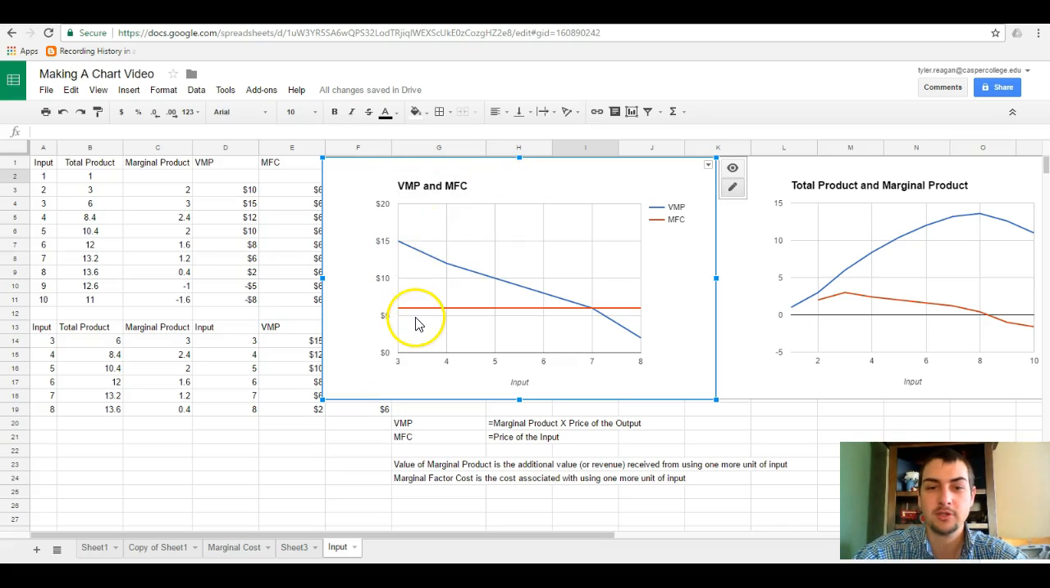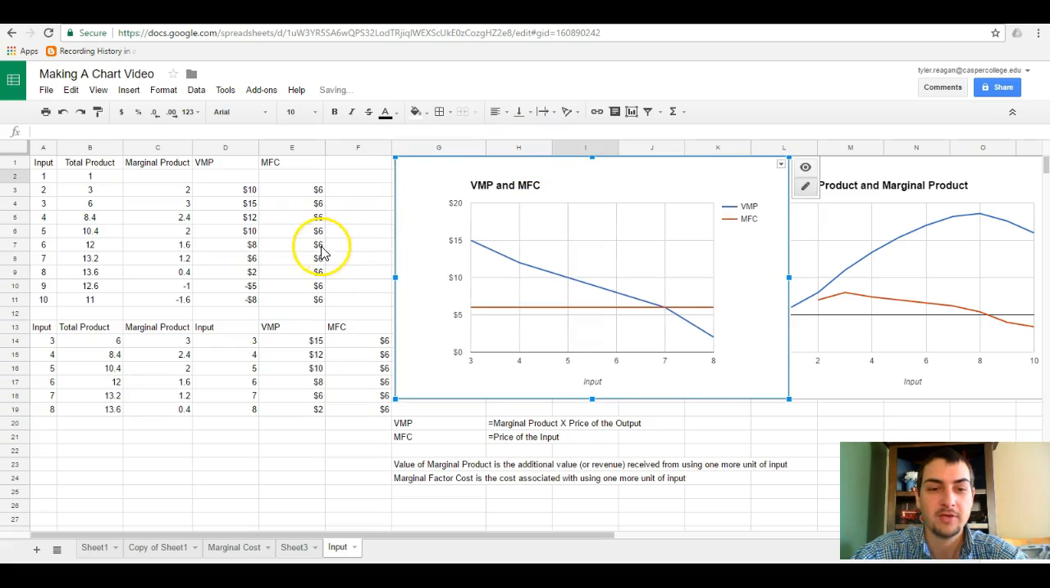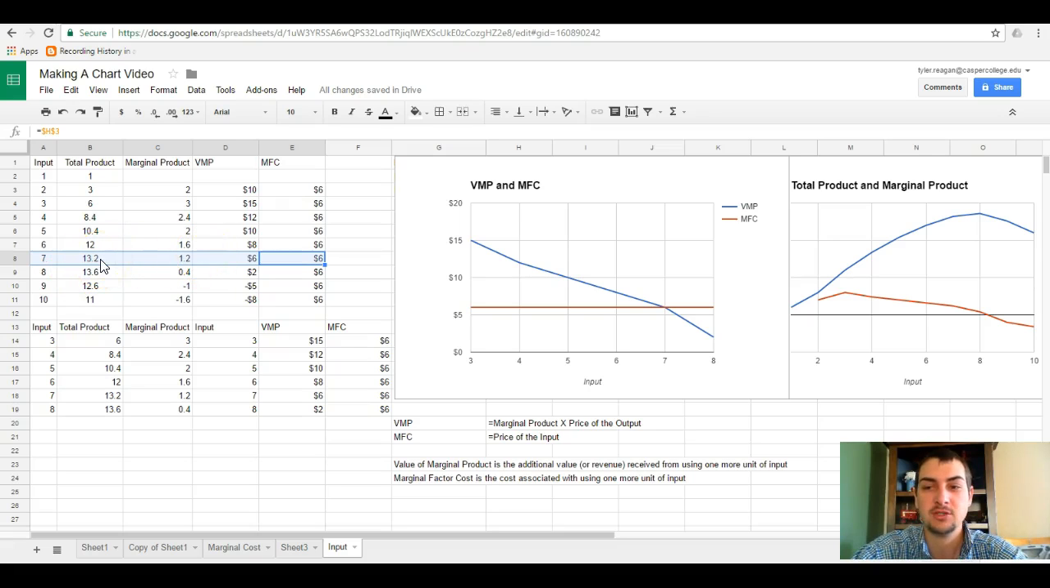But this is going to be similar to what your value of marginal product and marginal factor cost curves look like. And if you look right here, you can find where those two intersect. Where those two intersect is going to give you your profit maximization input. So if you see, those two intersect right at 7 units of input, which is exactly what we found over here. Right here at 7 units of input, that is our profit maximization units of input.